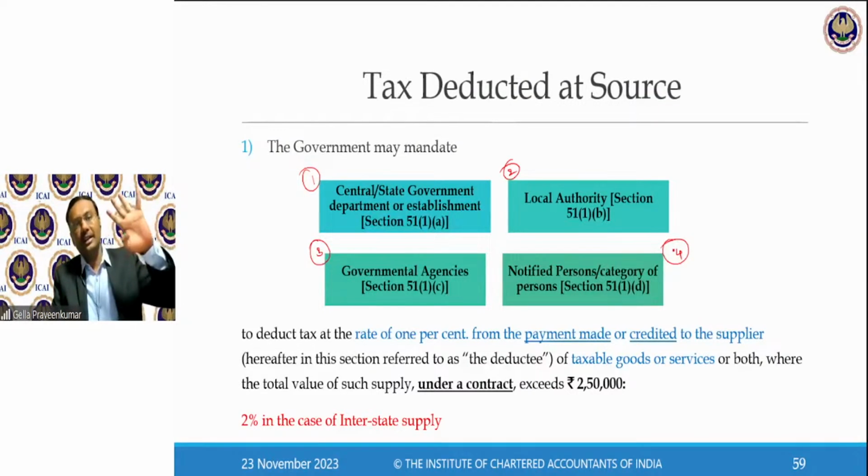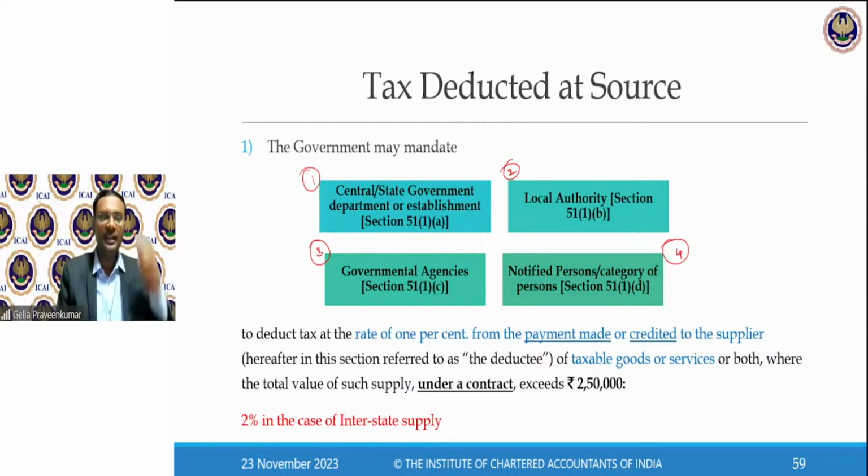These are the four set of people. The government said that TDS, that is tax deducted at source, has to be done at the rate of 1%. 1% under CGST, 1% under SGST. Total happens to be 2% in case of IGST.